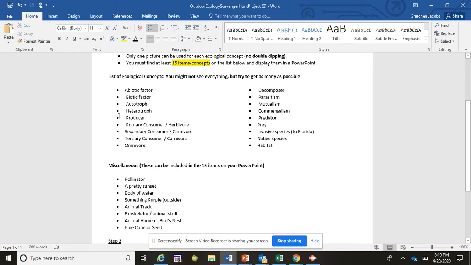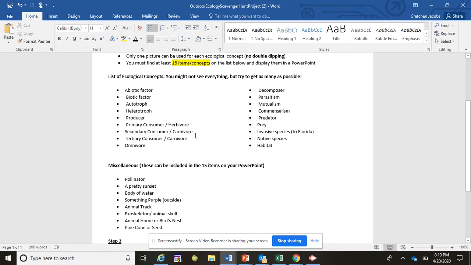Autotroph and producer, again, are very similar terms, but you can't use the same picture. Primary consumer would be an herbivore of some sort. It doesn't have to be a big giraffe as an herbivore. It could be something small that would eat plants that you might find in and around your home.